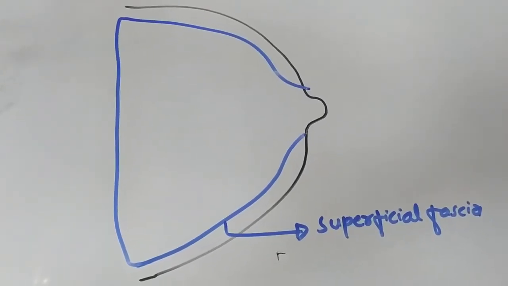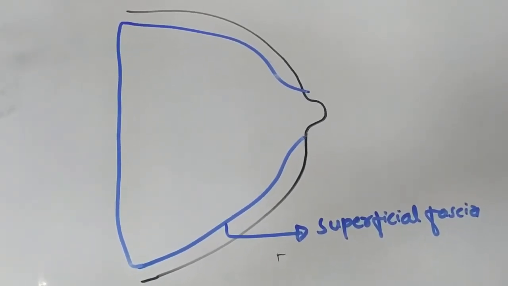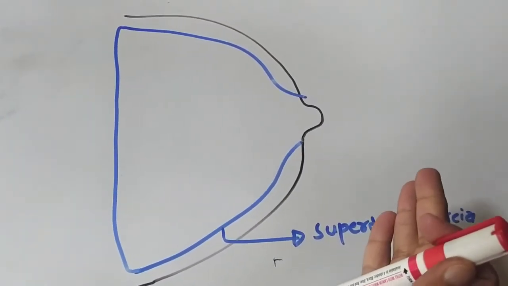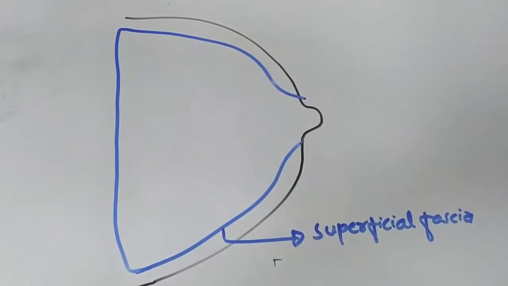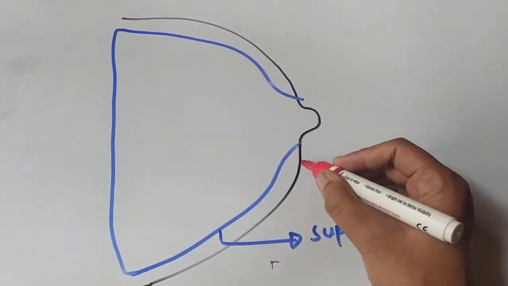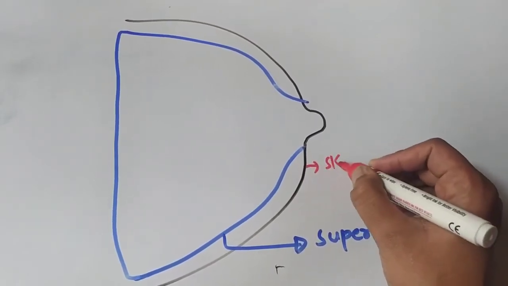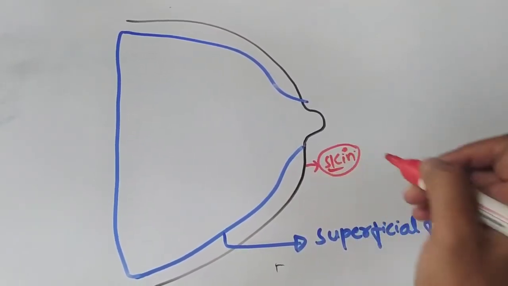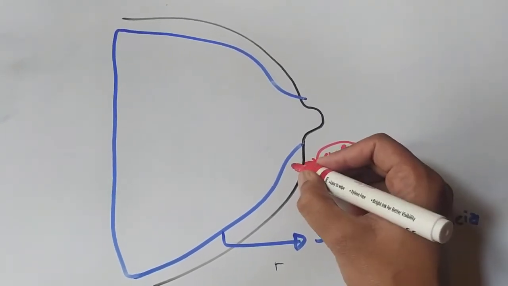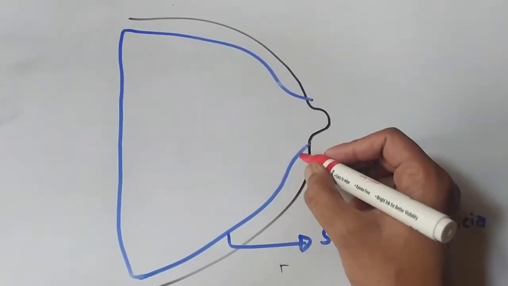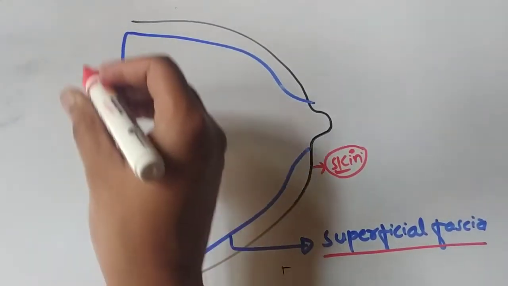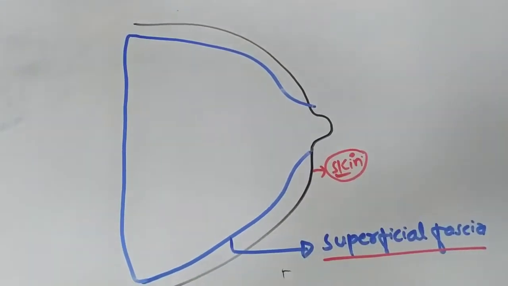So let's talk about some inner anatomy of the breast. From the surface to the deep, let's go to the breast and see what structures are present. These are the skin of the breast, and under the skin there is the fascia known as the superficial fascia. In blue color I have drawn the structures. So this is the superficial fascia.